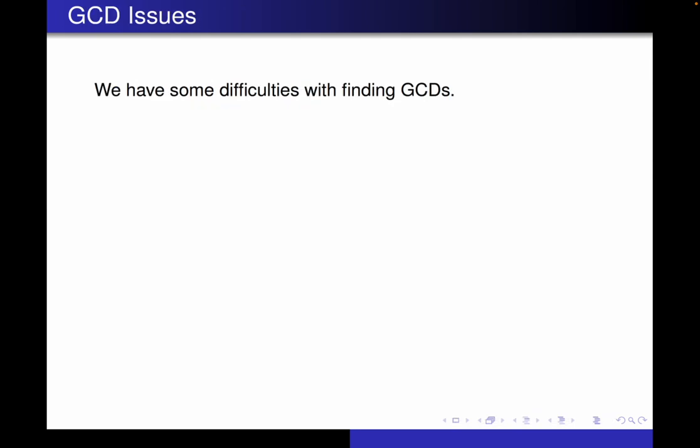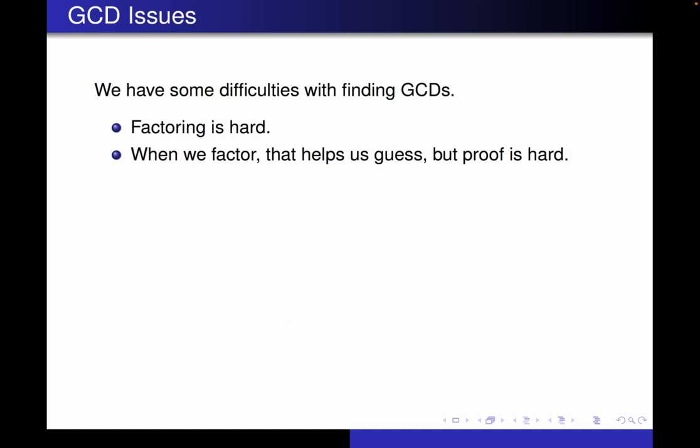All right, so now what? Well, we generally have difficulties finding GCDs. First of all, just like with integers, factoring polynomials is hard. In fact, I would argue that it's even harder than factoring integers because we have those darn x's that we have to contend with. And when we factor something, that helps us guess what the GCD is, but the proof tends to be hard, right? So it's good for making accurate guesses, but in helping us prove things, it's pretty useless. So it might be helpful to have something like the Euclidean algorithm that we had for integers. We had those same issues with integers, more or less. The Euclidean algorithm helped us eliminate those possibilities.